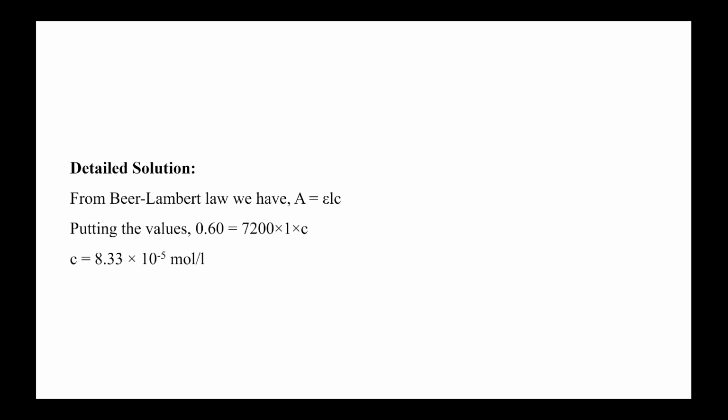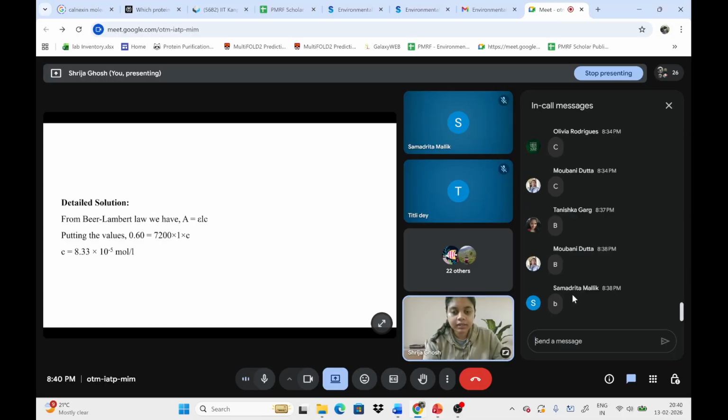So concentration can be solved: 0.6 divided by 7200 into 1. So 7200 into 1 would be 7200. So 0.6 divided by 7200, you will get the answer as 8.33 into 10 raised to the power of minus 5 moles per liter. That is the concentration of the sample. Okay. Is this clear to everybody?